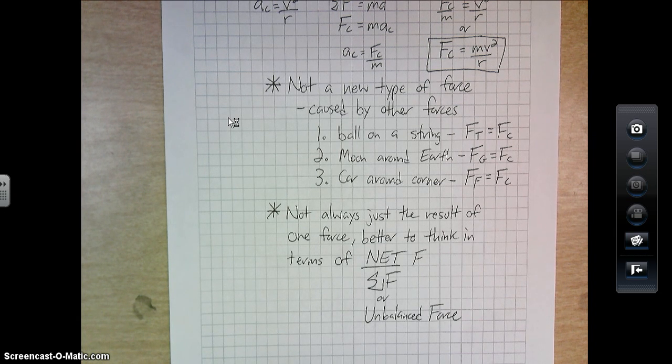Okay, so hopefully that little blurb makes you understand a little bit about circular motion, and then we'll do some more in class. All right.